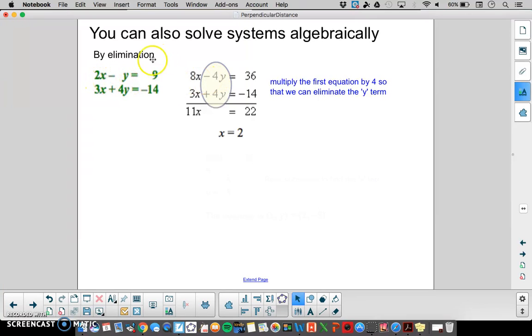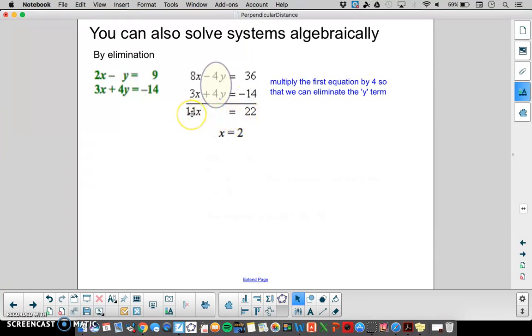So 2 times 4 gives us 8, negative 1 times 4 is negative 4, and 9 times 4 is 36. The reason I did that is so that I have the same coefficient with opposite signs so that I can eliminate that y term when I add those equations together. So 8x plus 3x is 11x. The y term is eliminated because negative 4 plus 4 is 0, so we don't have that term anymore. And then 36 minus 14 gives us 22.